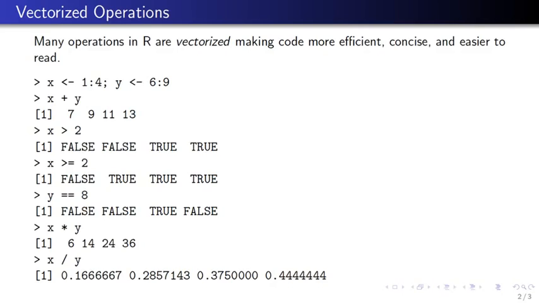The other arithmetic operations, like multiplication by the asterisk and division by the solidus, are all vectorized types of operations. So when you want to multiply, divide, add, or subtract vectors, you can do the natural thing, just add them together or multiply them together, and the operation will be done in parallel.